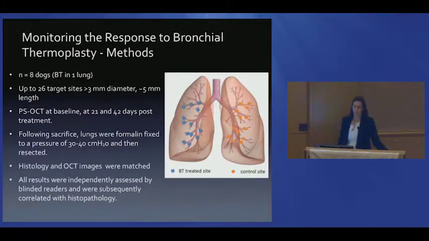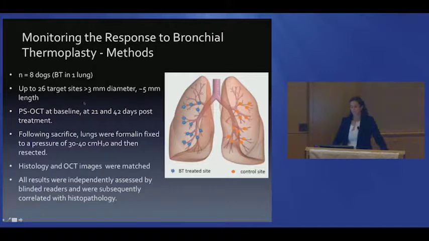This was sponsored by Boston Scientific in 8 dogs. We did bronchial thermoplasty in one lung of each of the dogs. We imaged up to 26 sites per animal. The sites were based on those that they would treat by thermoplasty, so they were greater than 3 millimeters in diameter and approximately 5 millimeters in length. We had each distinct site documented between bifurcations so that we knew exactly where to go back. We performed imaging at baseline.